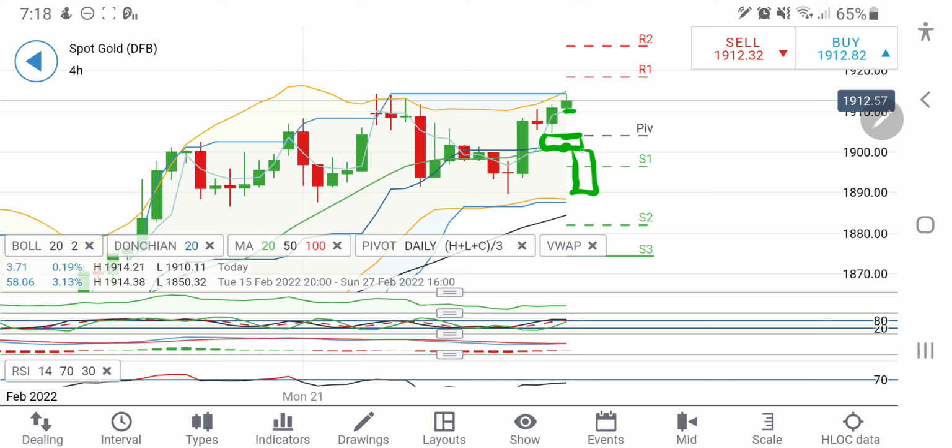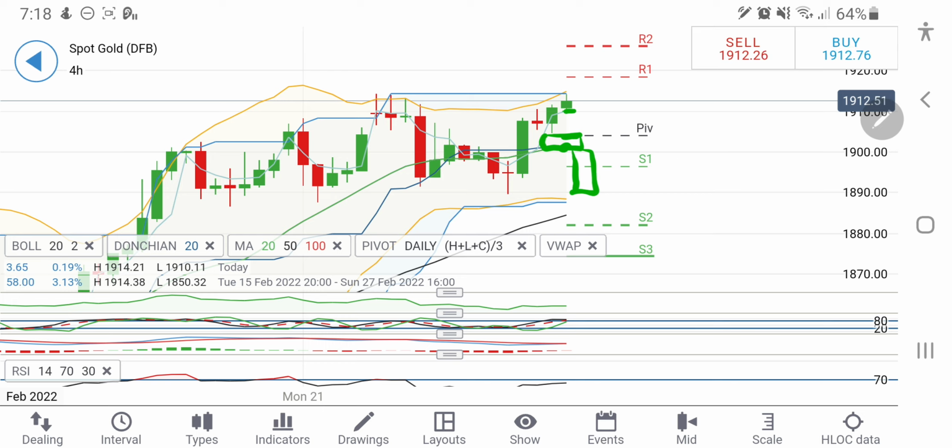See the 20 exponential moving average here. This is giving support at 1910 levels now. So 1910, 1908 and 1904, these three levels are very important for gold. Till the time it sustains above this, I expect gold to hit 1925 as the target for the day, and 1930 levels. And yes, we have to take care of either side.